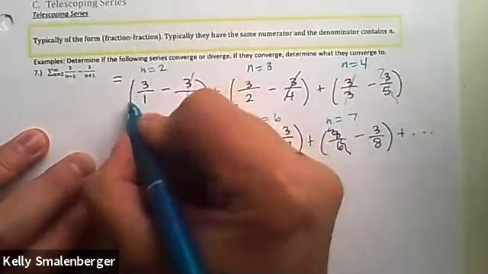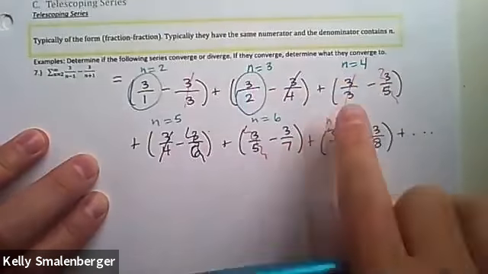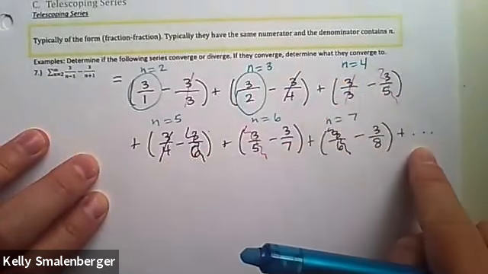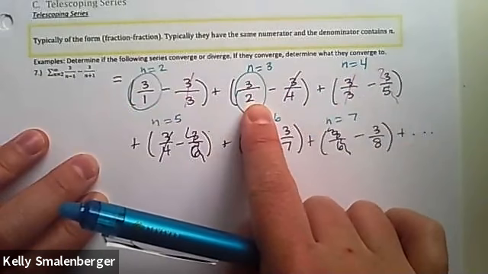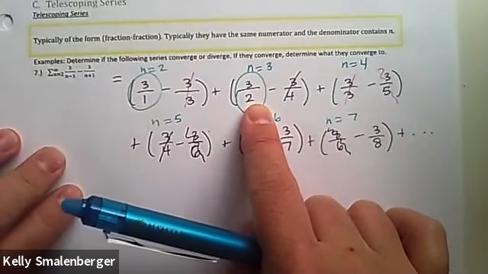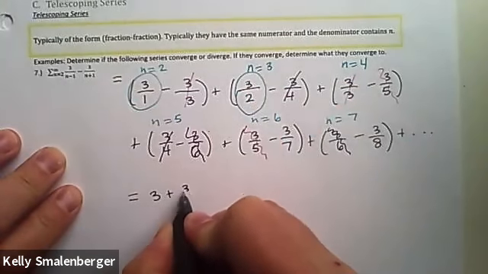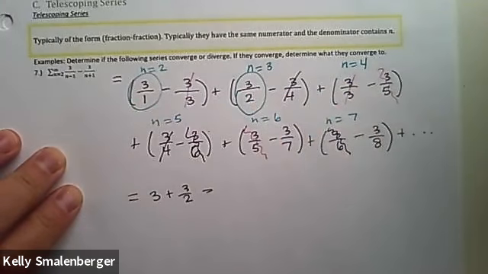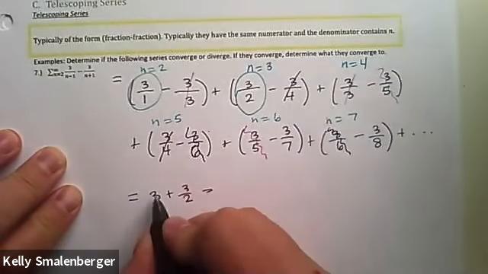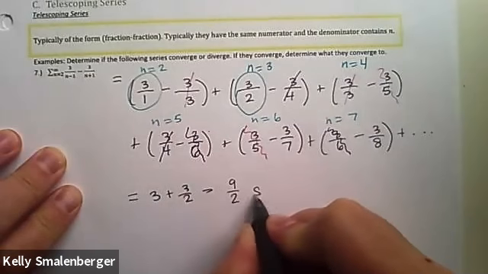I'm left with this, right? Because everything after this cancels. So I'm left with this, right? Do you guys see that? Okay, so I'm left with 3 plus 3 over 2, which equals what? This is 6 over 2, so 6 over 2 plus 3 over 2, 9 over 2, so it converges.